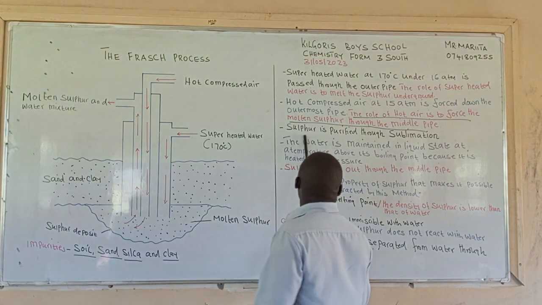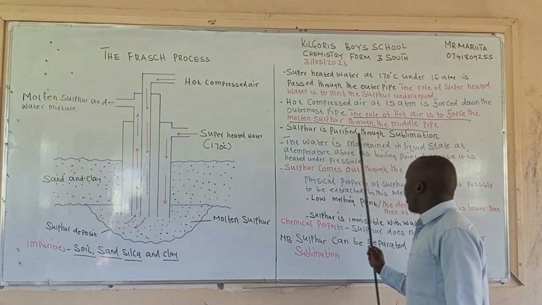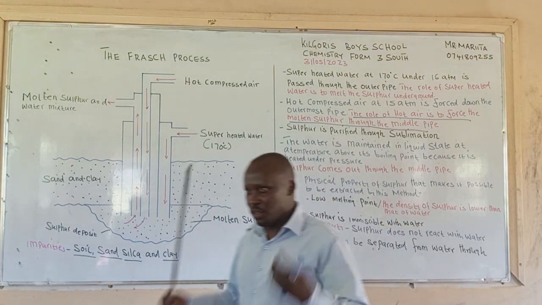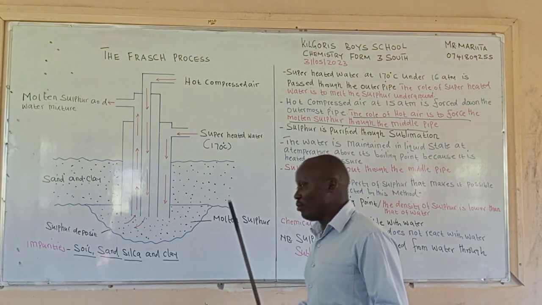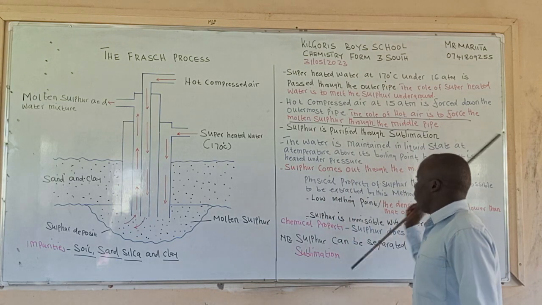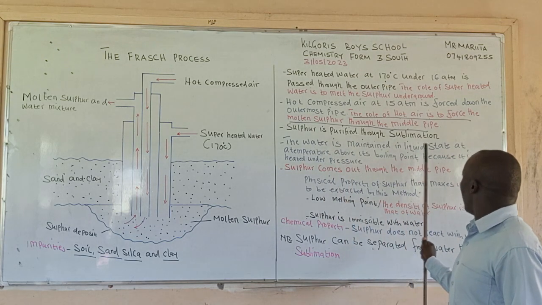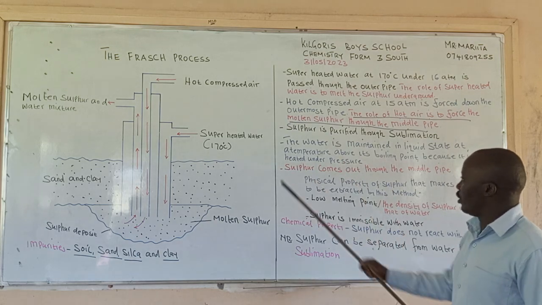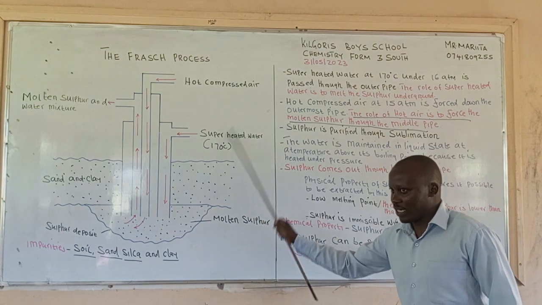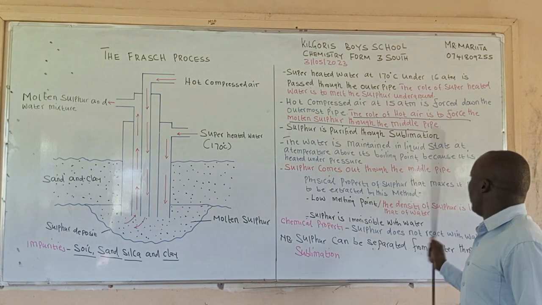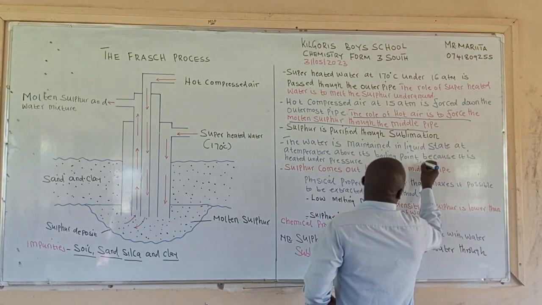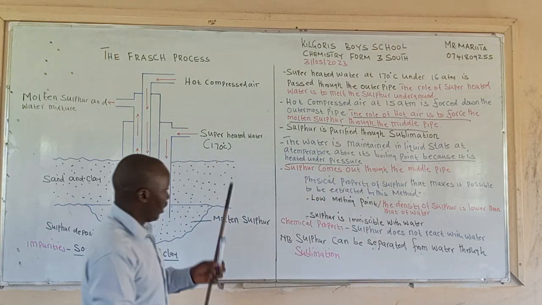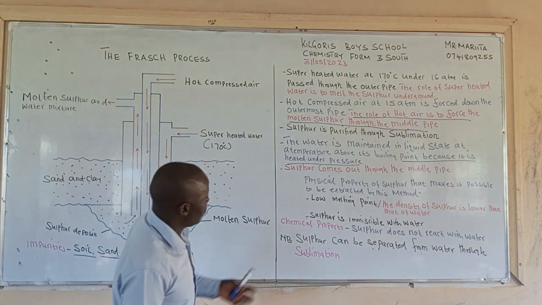Now, sulfur is purified through a process of sublimation. The dust and impurities are removed. The water is maintained in a liquid state at a temperature above its boiling point. The water is heated at a temperature of 170 degrees, and this is because it is heated under pressure. So sulfur comes out through the middle pipe.